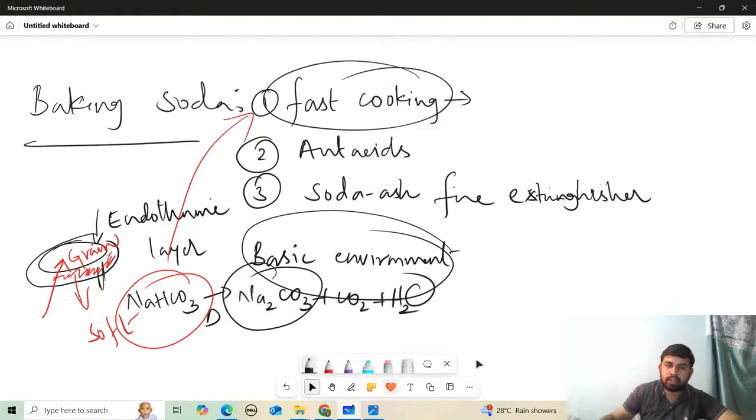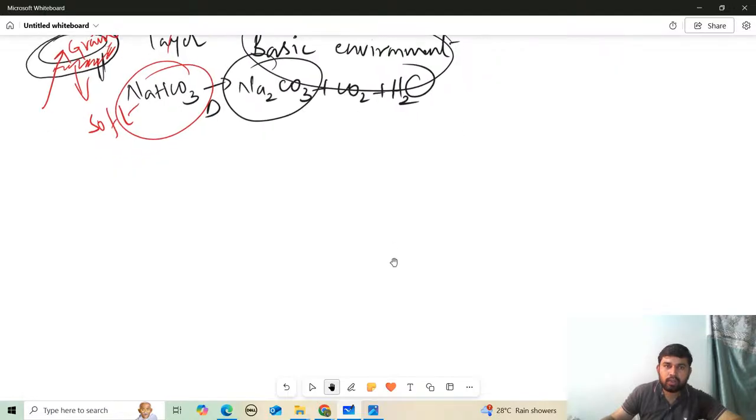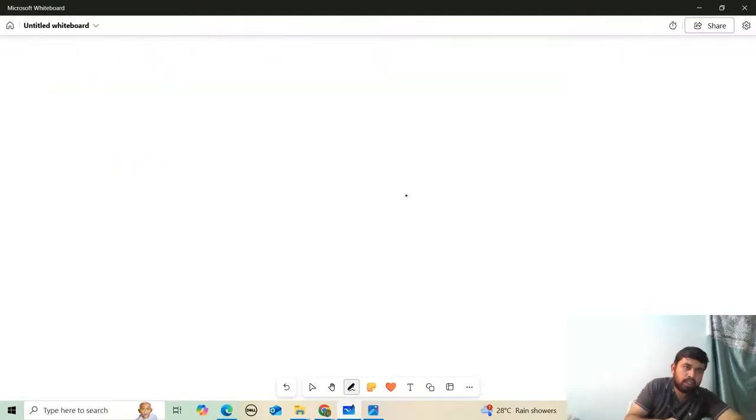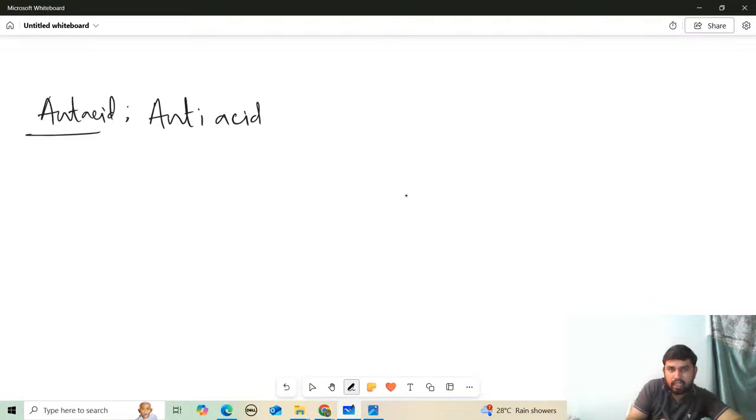What is the second use? The second use is as an antacid. First you should try to understand what we mean by antacid. We can remember it like anti-acid. Anti means opposite to the acid, so we can simply say it acts like a base.